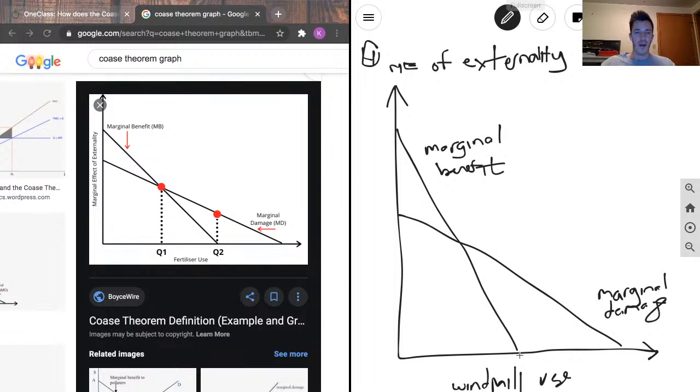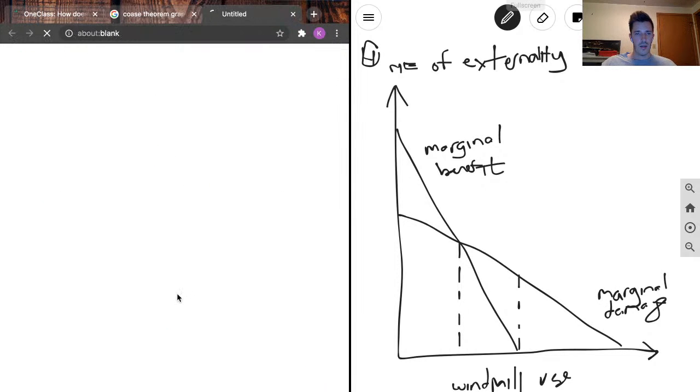falls. So if they go to court and property rights are assigned at... I don't remember that off the top of my head. I'm probably going to have to search this up.